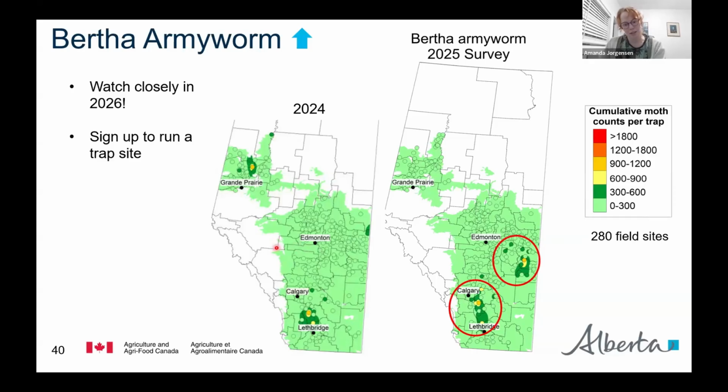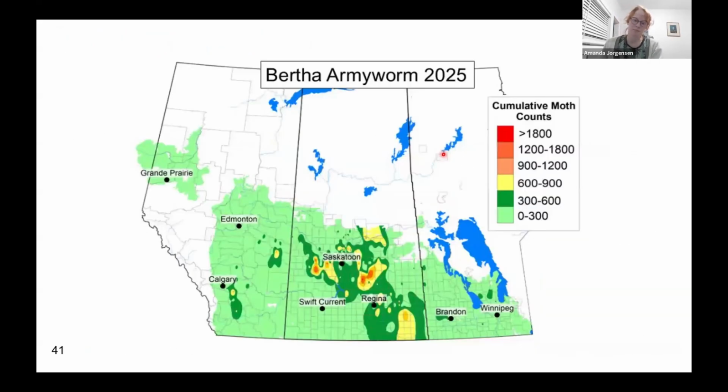So we see generally in the province a bit of an increase in some of our hotspots, although we did see a decrease of Bertha armyworm in the Peace. It's still important to run those traps and to keep an eye out for them as they can spread quite a bit if we do end up getting an outbreak. But that little population from 2024 seems to have really died down in 2025.